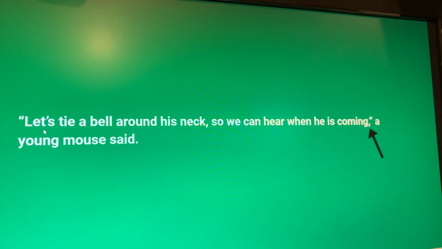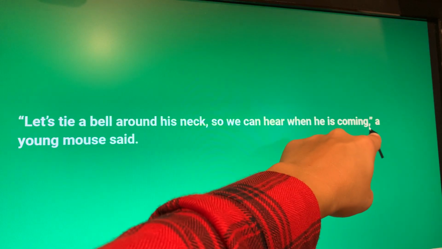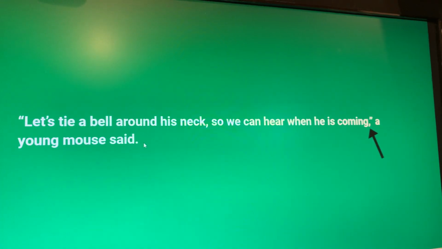Next, and you'll notice that we have a new speaker, so we have a brand new indented line. It says, "Let's tie a bell around his neck so we can hear when he is coming," comma inside the quotation, a young mouse said. Underline tie, bell, hear, coming.